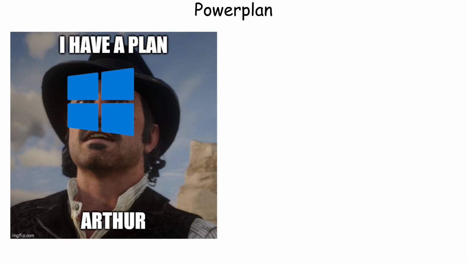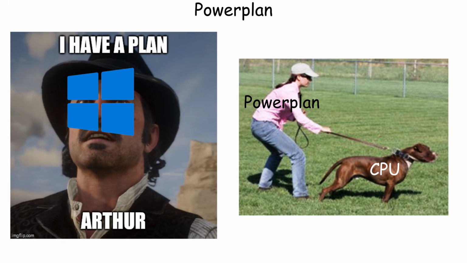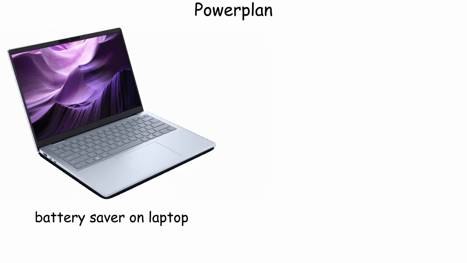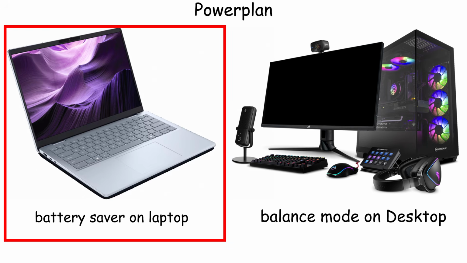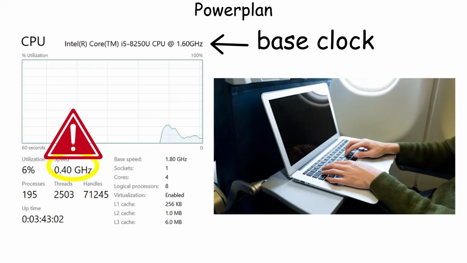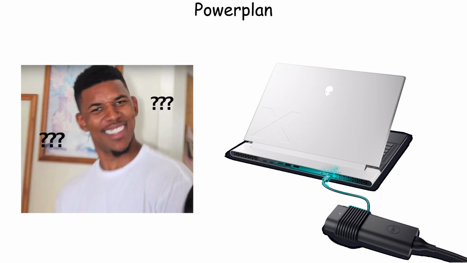Power plan. Windows has power plans that control how hard your CPU is allowed to work, and if you're on the wrong one, your processor might literally be running at half speed just because of a setting. The two biggest offenders are battery saver and balanced mode. Battery saver is the worst. It aggressively limits your CPU performance to stretch battery life, which makes sense on a plane, but makes zero sense when you're sitting at your desk plugged into the wall.